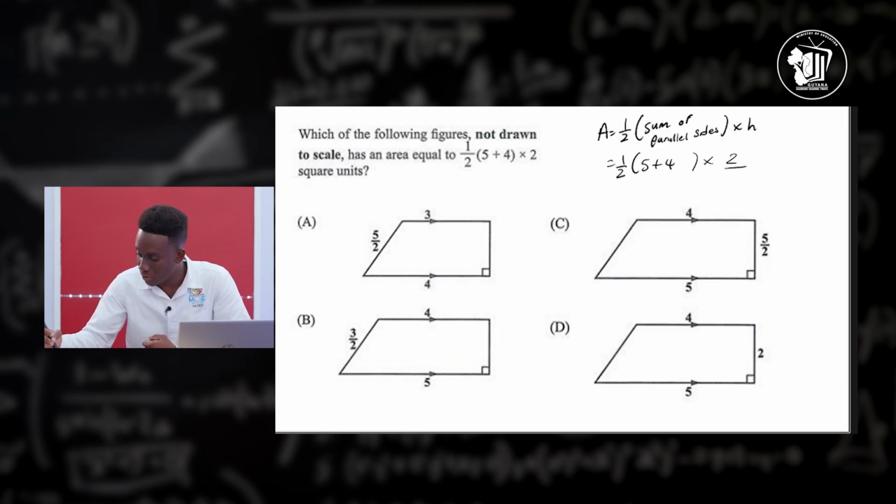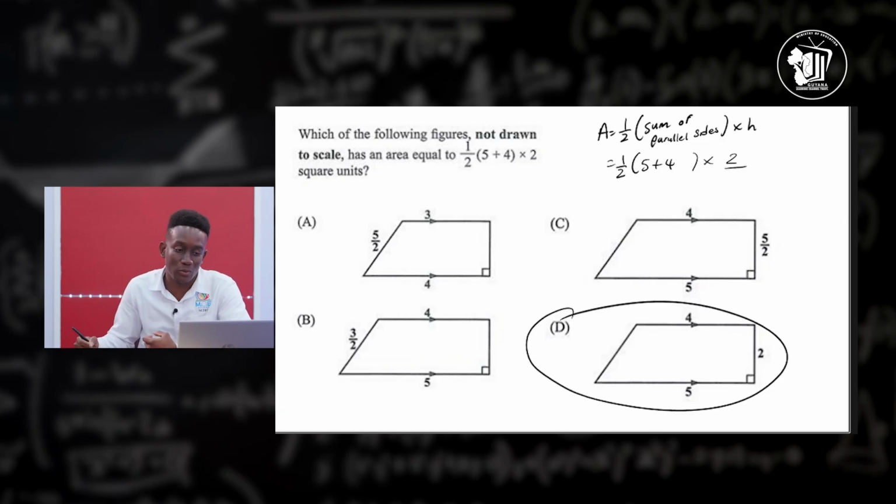So let's look at this one, 4 and 5. So it holds out. Let's see if the perpendicular height is 2. So no, it's not 2, so that can't work. Let's look at this one, 4 and 5. Yes, and the height would be 2. So the answer here is D. So you just needed to look at the shape that satisfies the formula.